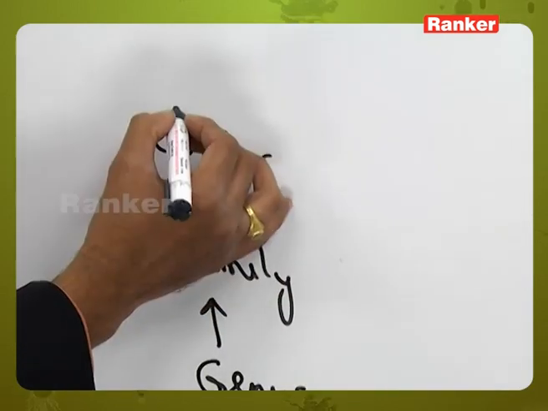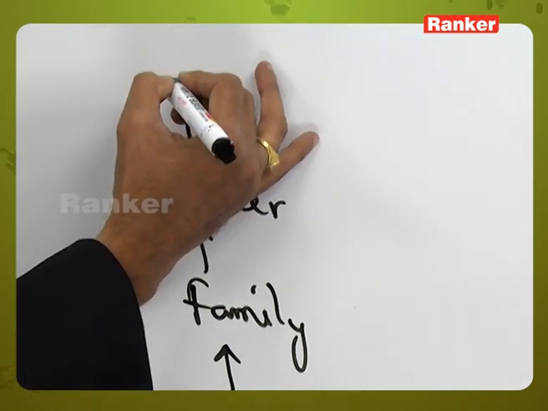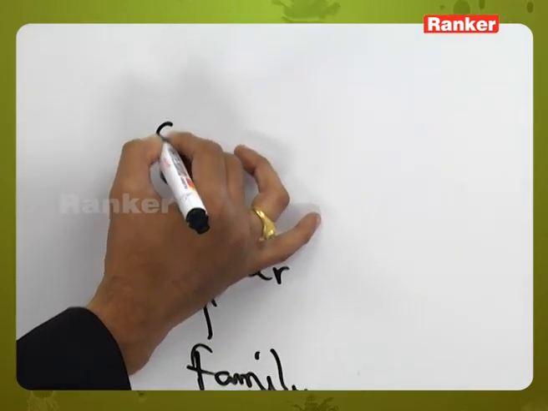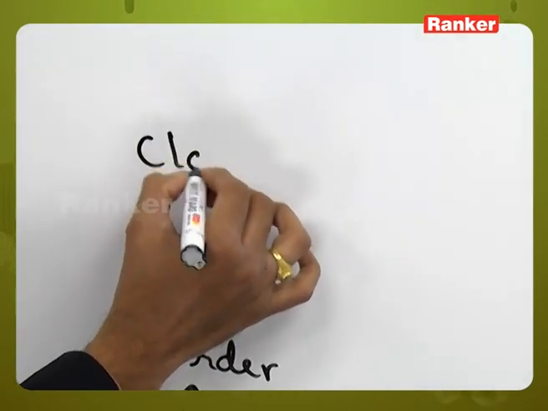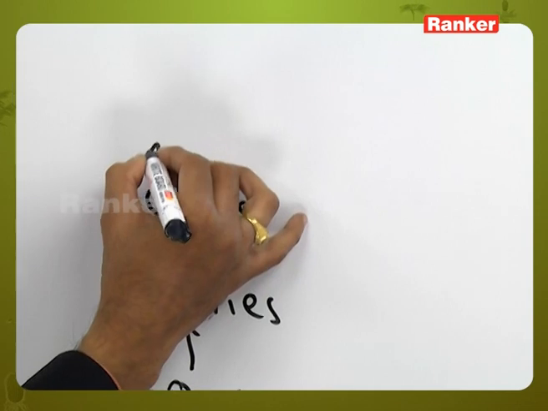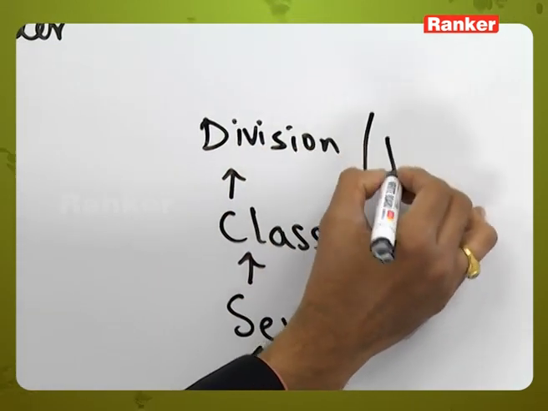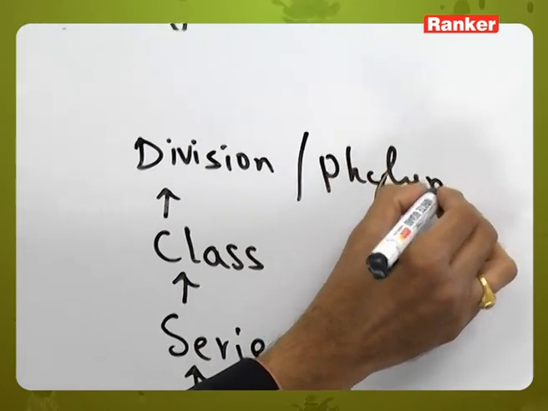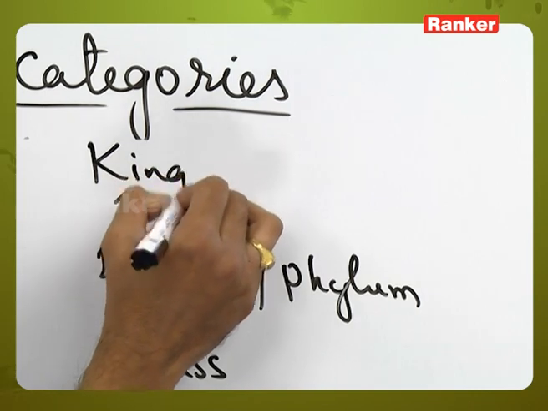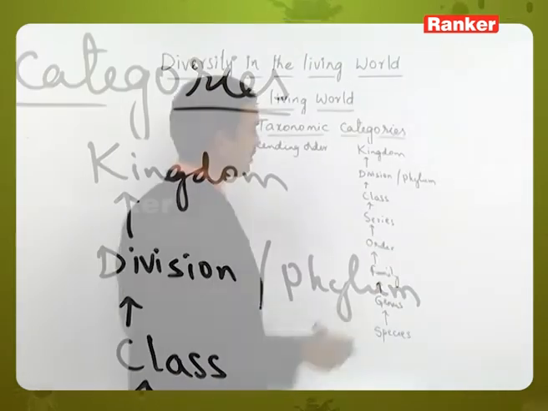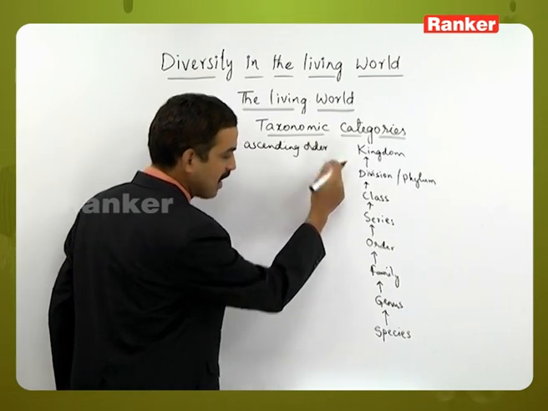one order, and the similar orders, or the organisms which are included, are kept under one series, and similar series are kept under one class, and similar classes have been kept under division or phylum. The last one will be the kingdom, or actually it is not the last one, the top one. So it is ascending order from the smallest to the largest one.